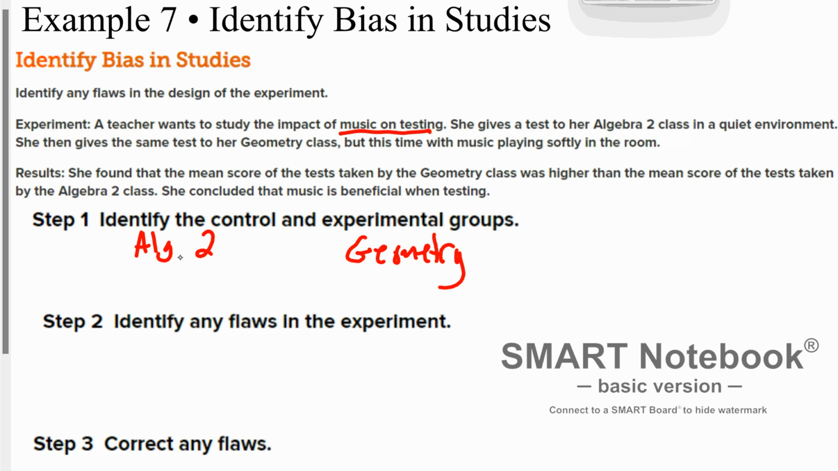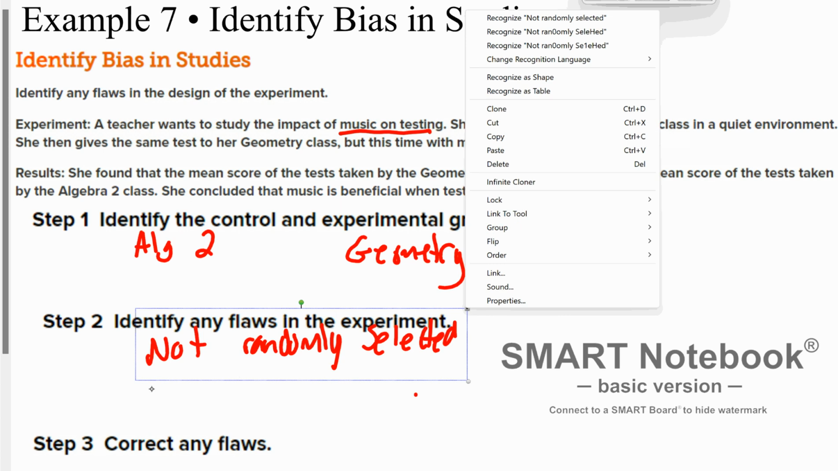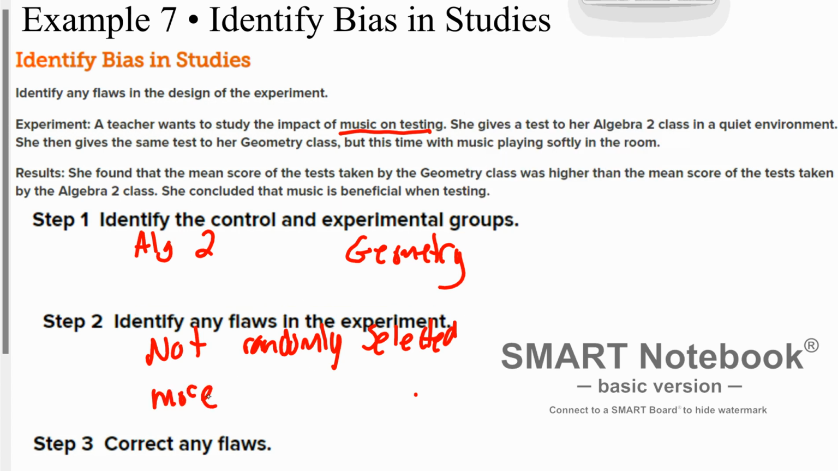Okay, and then we want to identify any flaws in this. So think about, are there any flaws that we have in this experiment and control groups? Were they randomly selected? It doesn't look like they were randomly selected, so not random. And the two groups have more than one difference, right? The one difference is not just the people in the class, but there's more than one difference, right? There are two different subjects, right? So more than one difference.